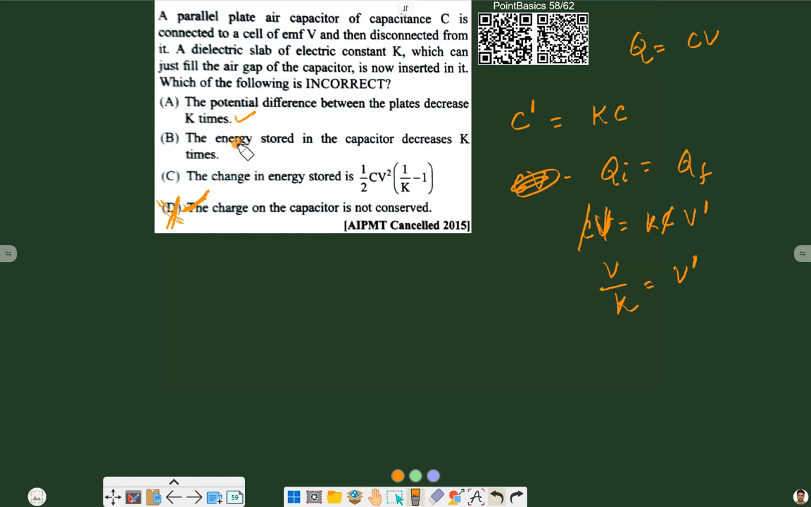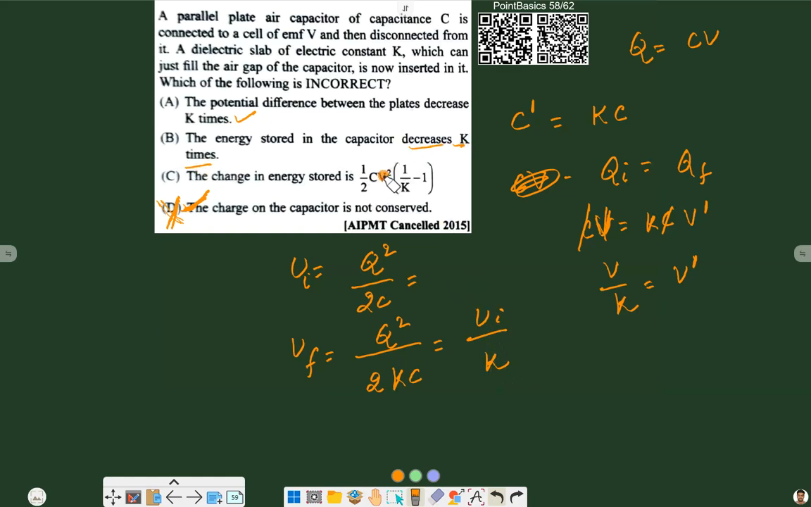Now regarding energy stored decreases K times. Energy can be represented by Q square by 2C. As charge is conserved, only capacitance changes. So our final energy, or new energy, will be Q square by 2KC. So it will be the old energy, or initial energy, divided by K. So our new energy decreases, again K times.